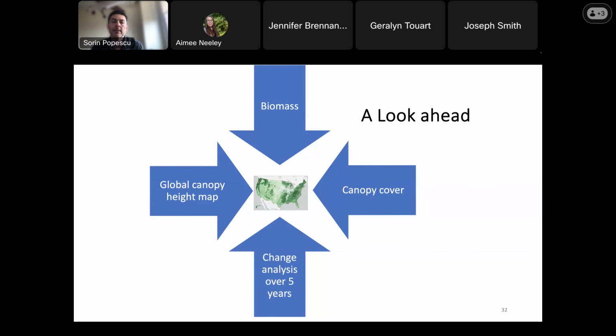A look ahead, and I'm getting close to finishing my presentation here, is to maybe generate similar biomass maps at continental scale, or canopy cover or global canopy height maps. And since we accumulated data for over 5 years, I'm sure that you will see more studies looking at change detection over the 5 years of the mission.